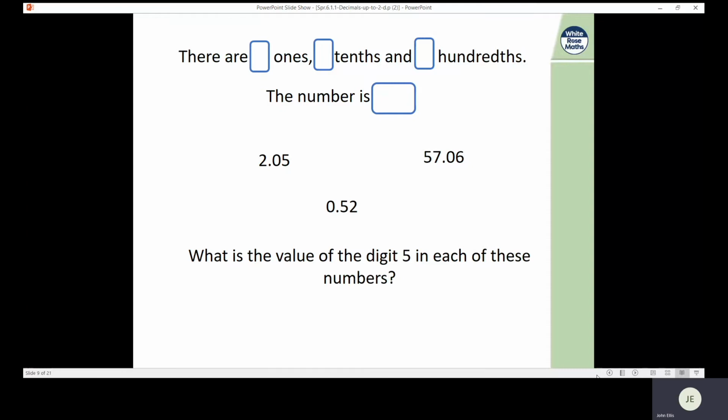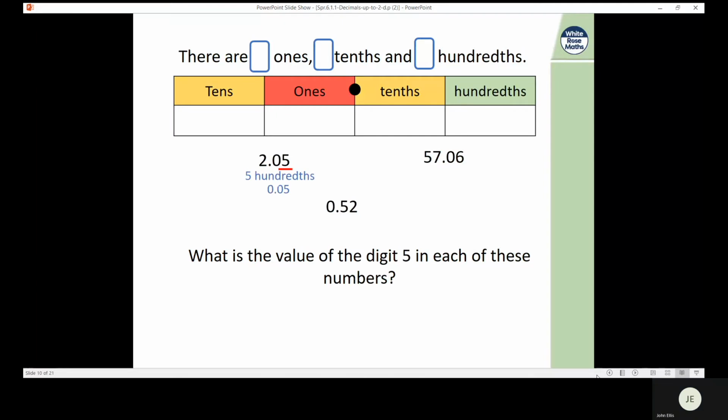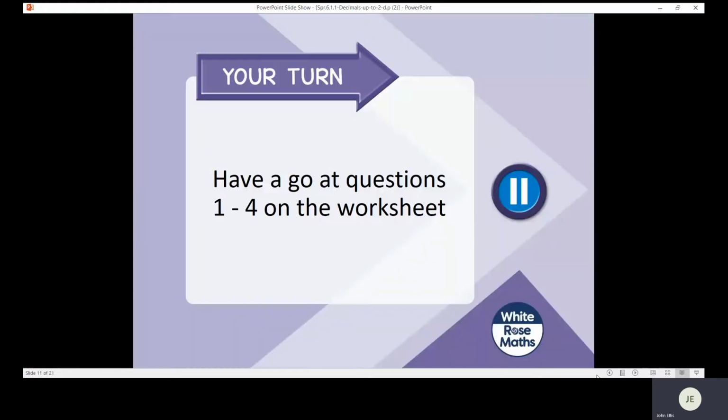In 57.06, I know the 5 is worth 50. And in 0.52, I know the 5 is worth 5 tenths, so 0.5. So well done if you managed to get those answers. Just going to speed through. And they've gone through it. So there you see 5 hundredths, 5 tens, 5 tenths, 0.5.